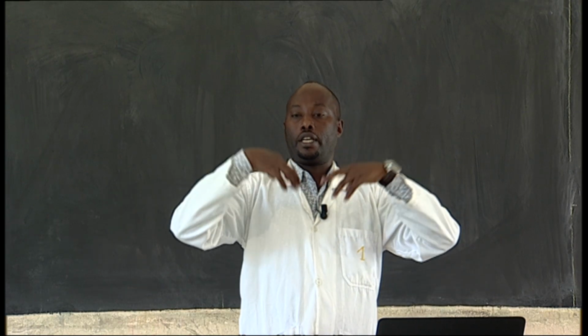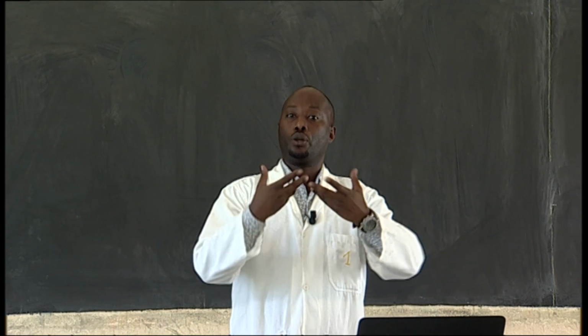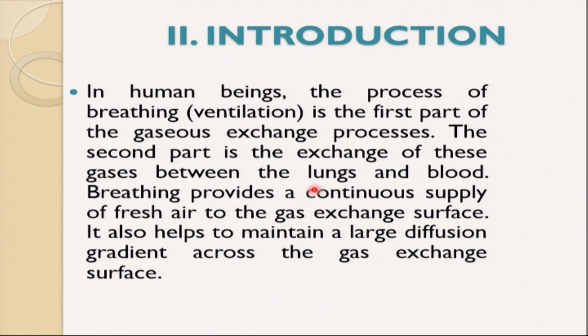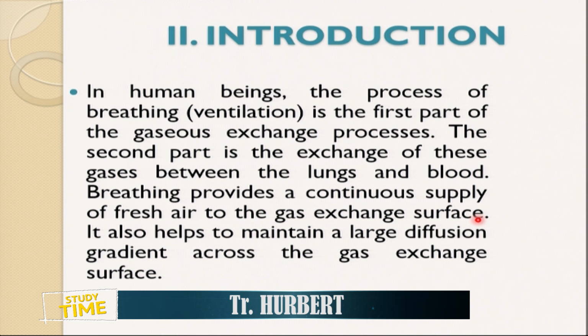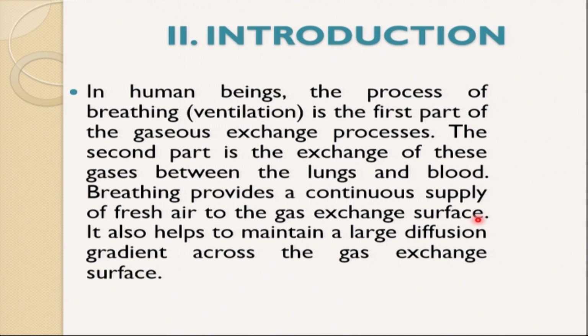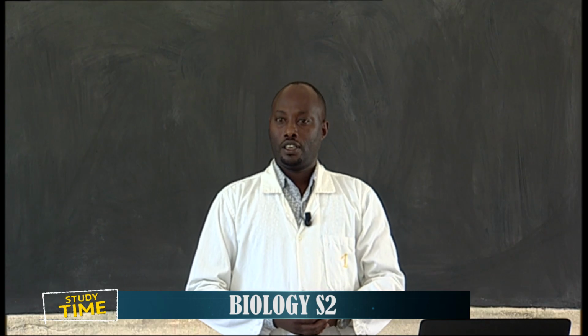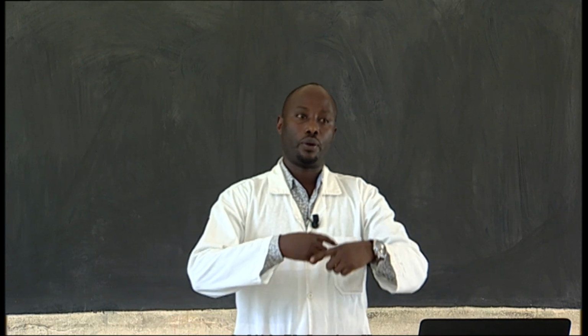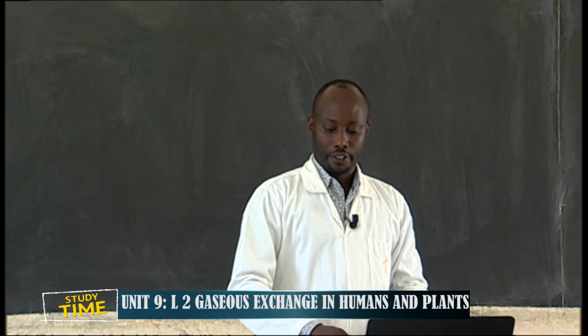So I mentioned that breathing in is referred to as inhalation, and breathing out is referred to as exhalation. That's why I mentioned that in that process, the breathing provides a continuous supply of fresh air to the gas exchange surface, the lungs. It also helps to maintain a large diffusion gradient across the gaseous exchange surface. A diffusion gradient is a difference in concentration. Outside in the atmosphere there is more concentrated oxygen compared to the inside of the lungs, so that will just encourage the air to be taken in.